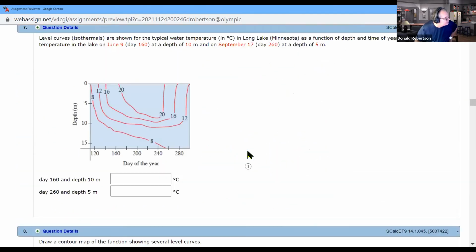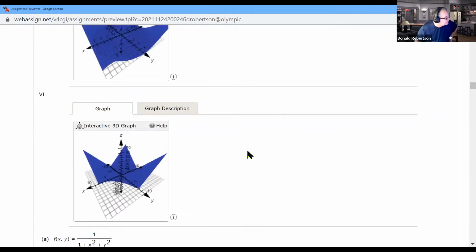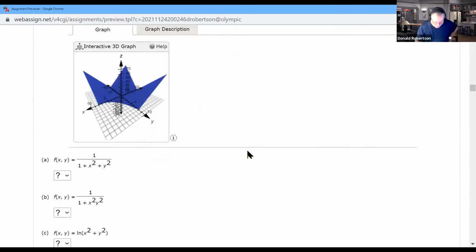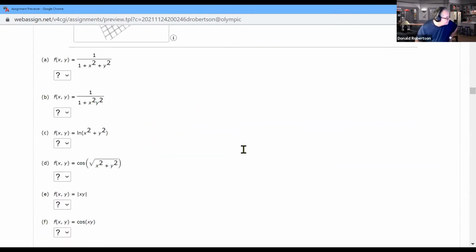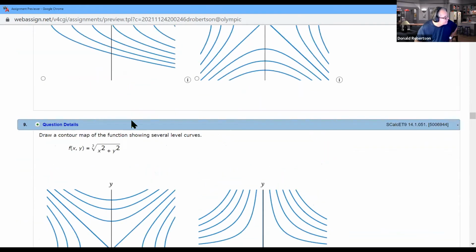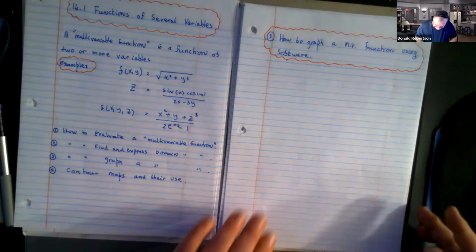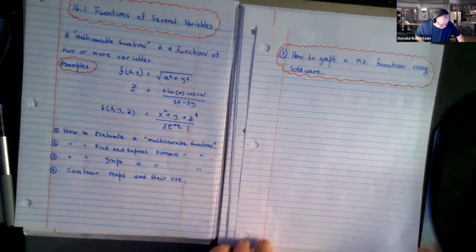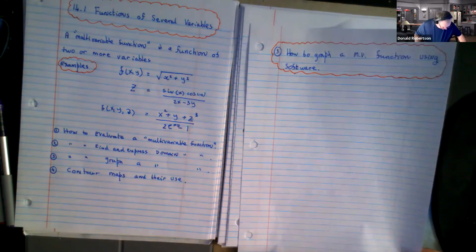Don't worry about these things, these come next. Yeah, that's actually all we have with those. So you've got functions, and then you identify what the graph looks like. And now finished with how to graph a multivariate function using software.